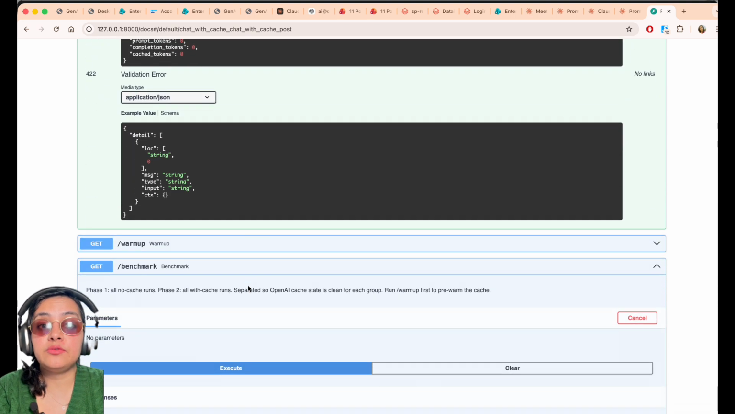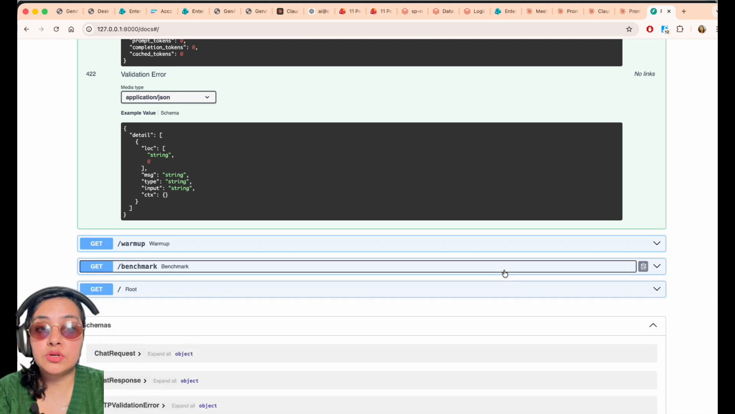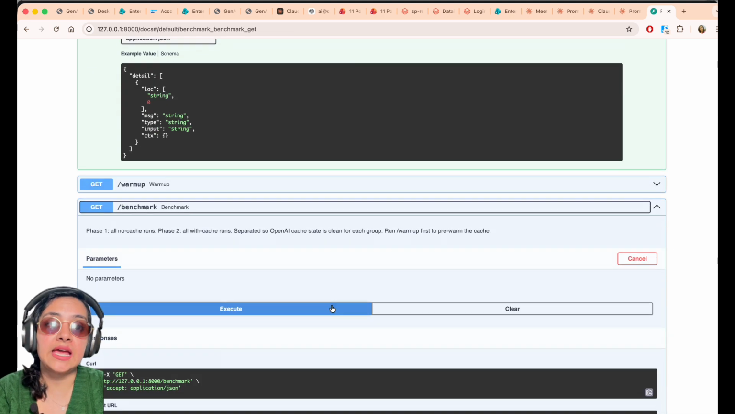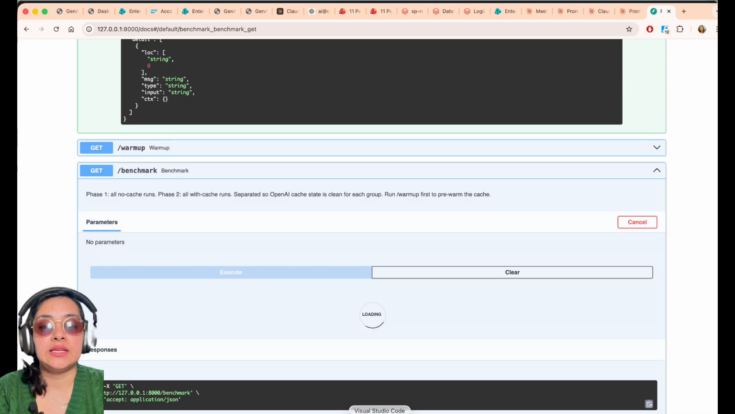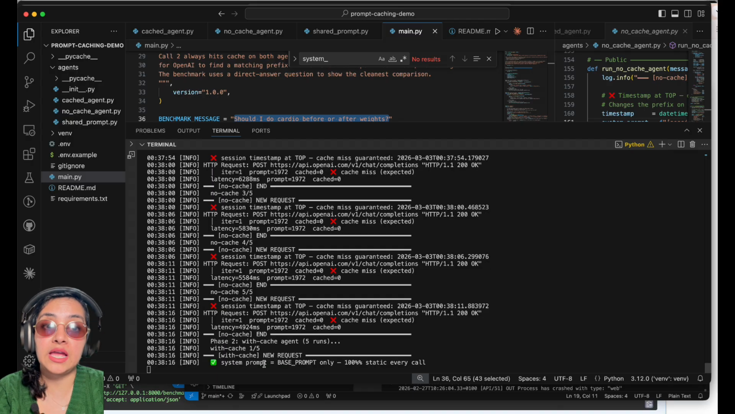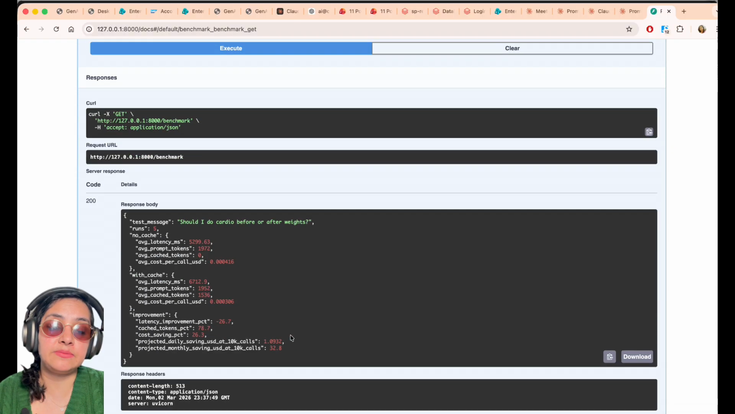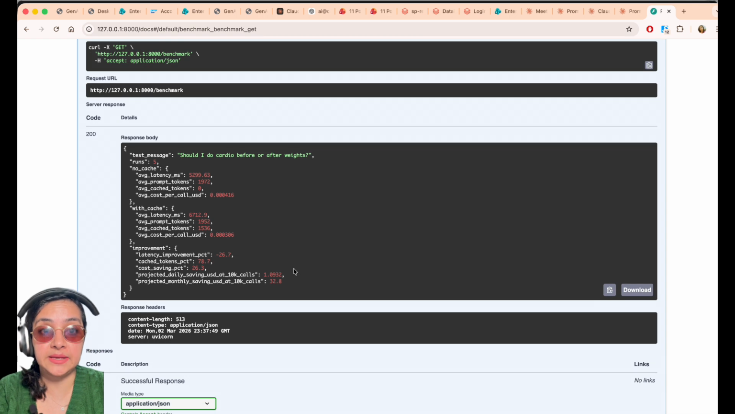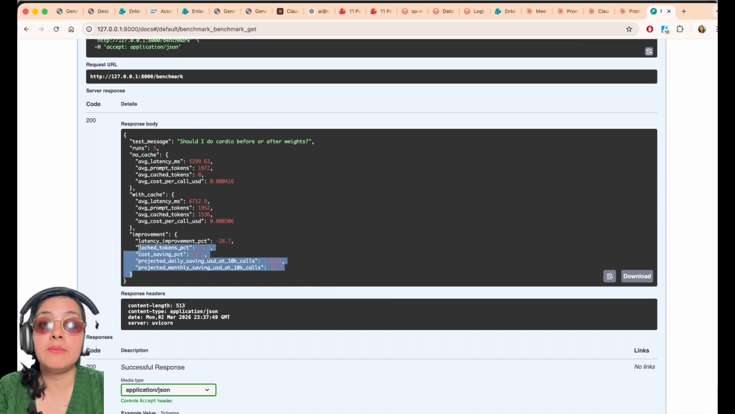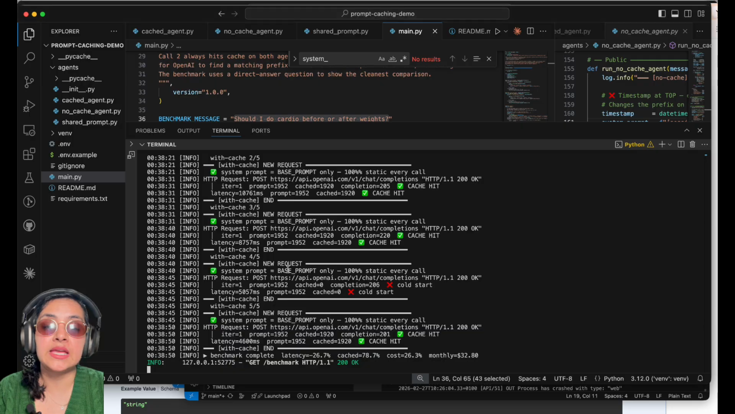Now, let's run the full benchmark. 5 runs each. No cache group first and then cached group second. Let's wait. Okay, so here you can see the no cache agent, cached tokens 0, higher cost per call. The cached agent, nearly all tokens from cache, meaningfully cheaper, faster responses. Look at the projected monthly saving at scale. That is real money, saved by not putting a timestamp at the top of a string. And this is a single node agent. A real production system with 5 or 6 nodes, multiply those savings by your node count.